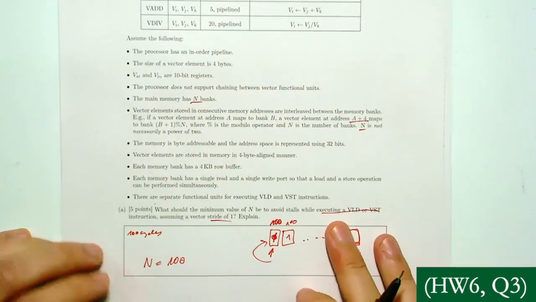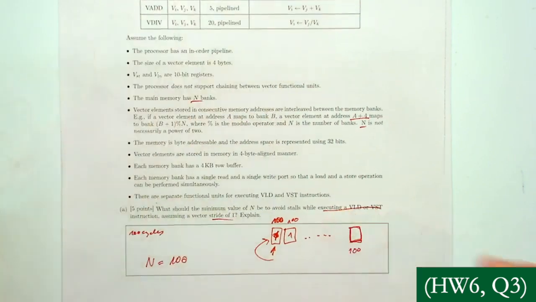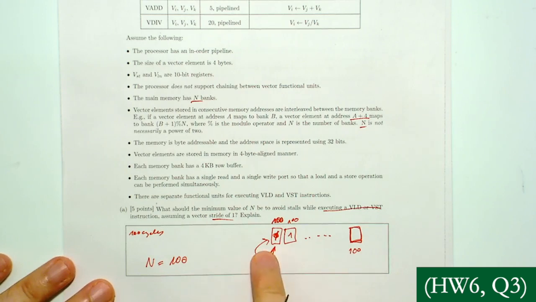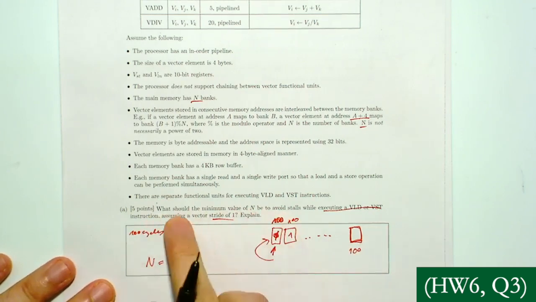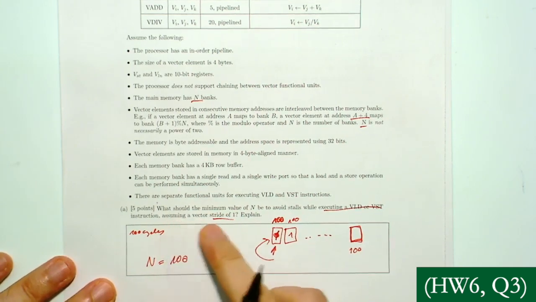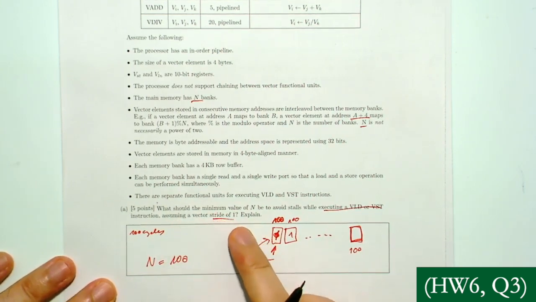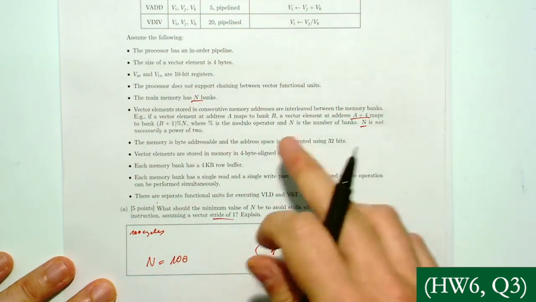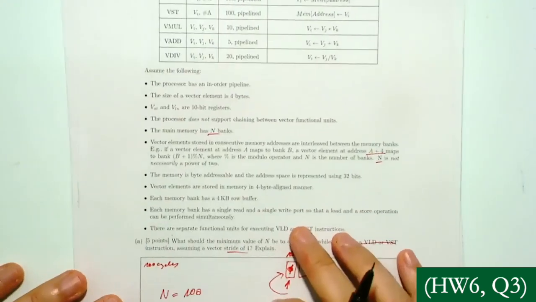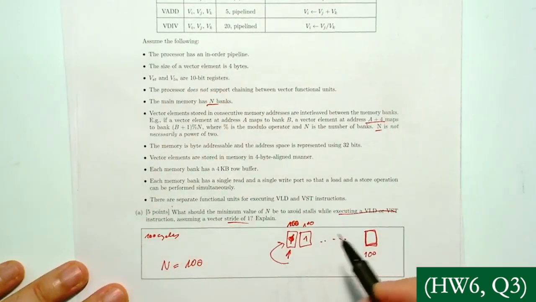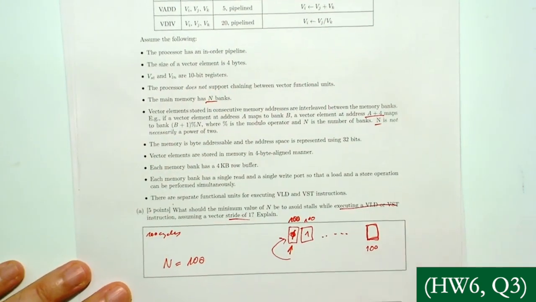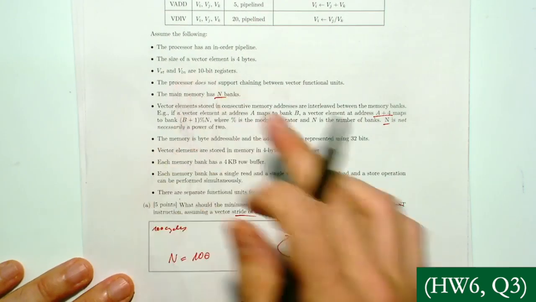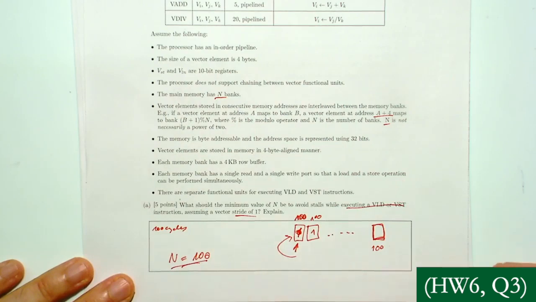Notice that if you have, for example, a vector length smaller than 100, we could have fewer banks without stalling. But here we have to assume that the vector length can be any length. So in the worst case, it's 10 bits, as we saw here. So it can be more than 1,000 vector length. So we have to assume that in the worst case. So 100 is the correct answer.